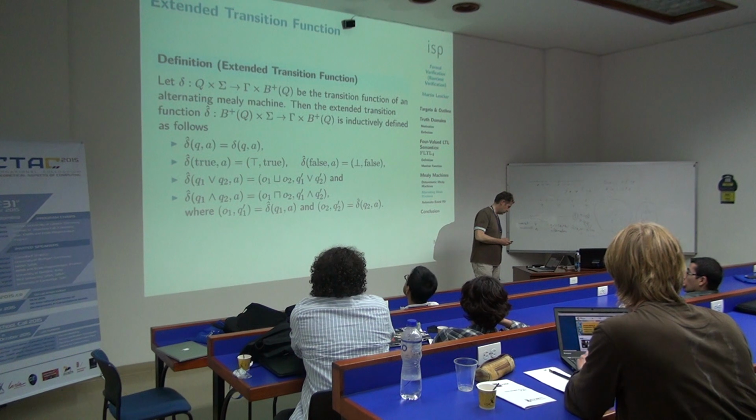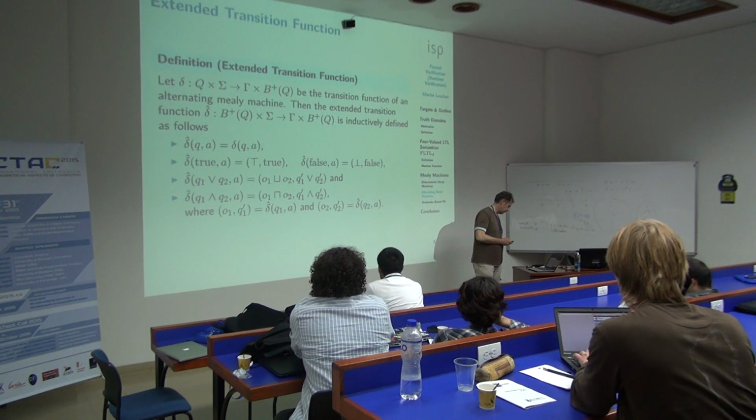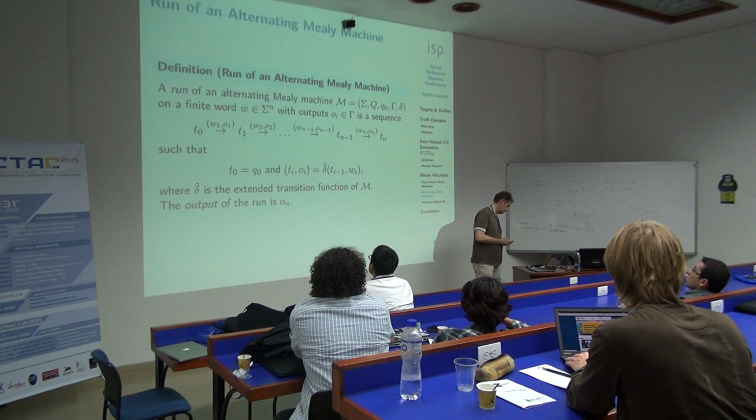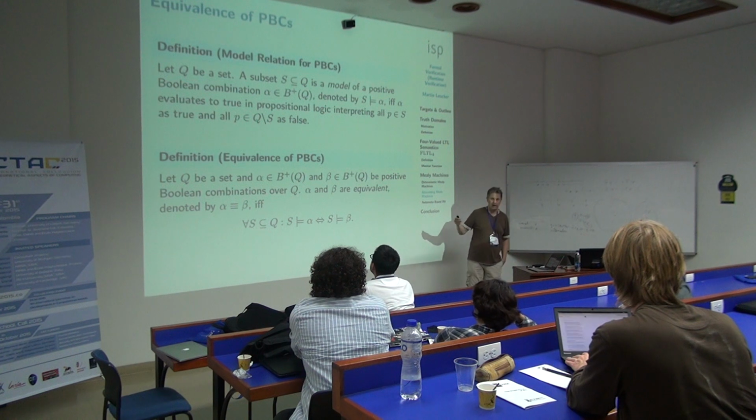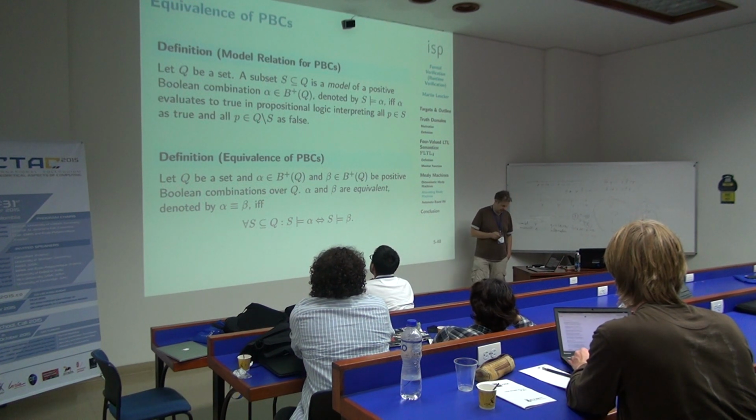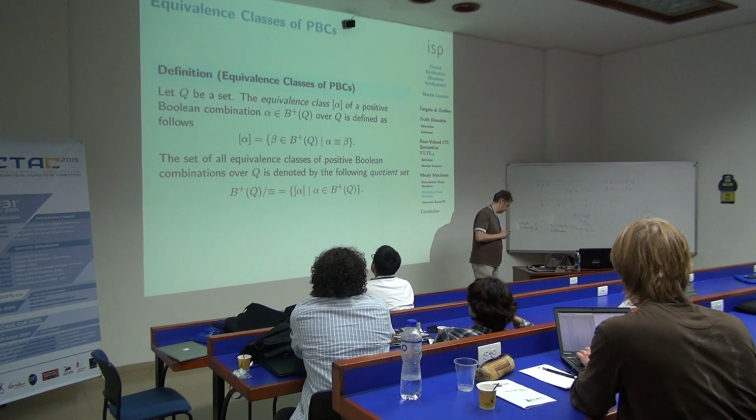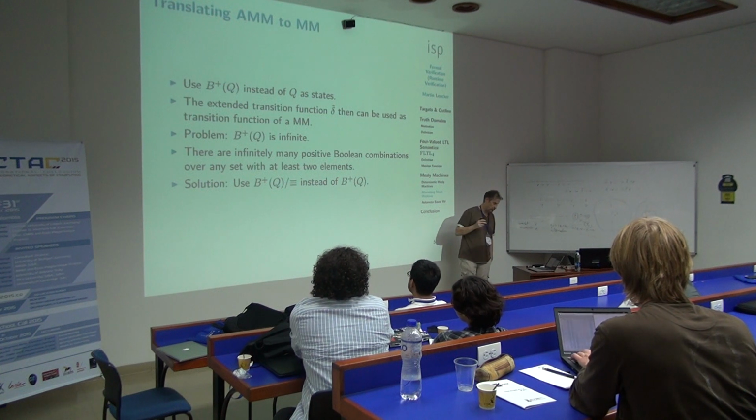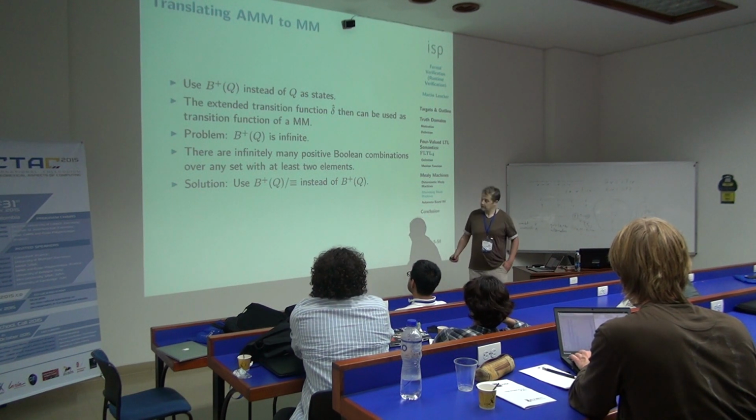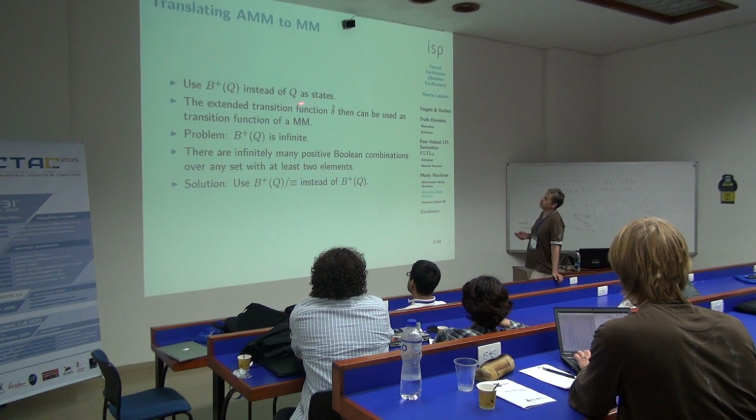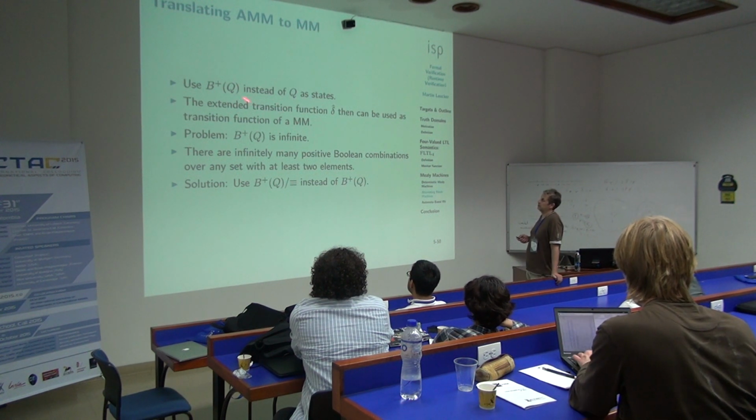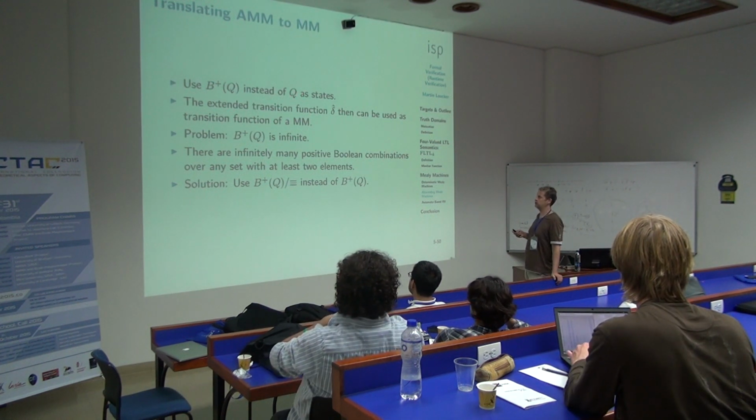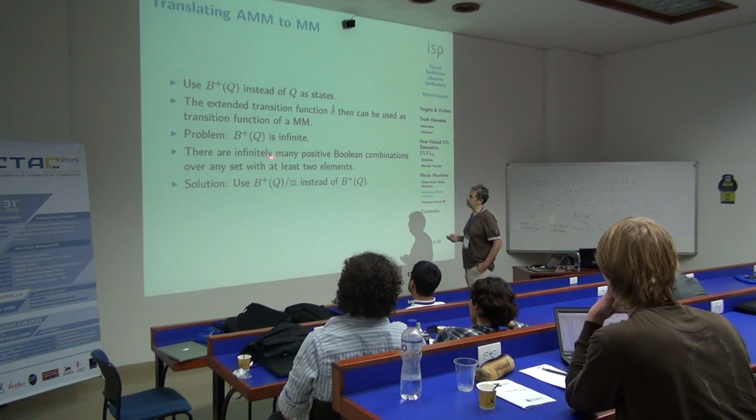Okay, so I'm going to skip this. That's a formal definition of how such an automaton runs, but I think we don't have to understand it in detail. It's enough that we understand the idea for the method. So we take a positive Boolean combination of states as our set of states. So we have a set of states with formulas, and we take the positive Boolean combinations.